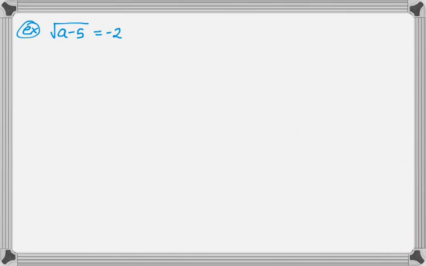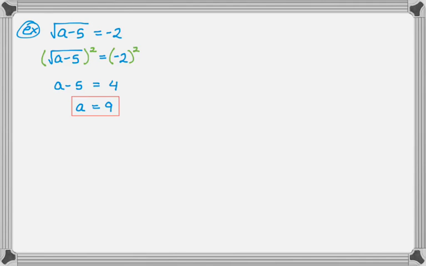Let's do another one. So I have radical a minus 5 equals negative 2. So I'm going to do what I usually do. It's a square root, so I'm going to square both sides. And I get a minus 5 equals 4. I'm going to add 5, so I get a equals 9. But maybe it doesn't work, so let's check.